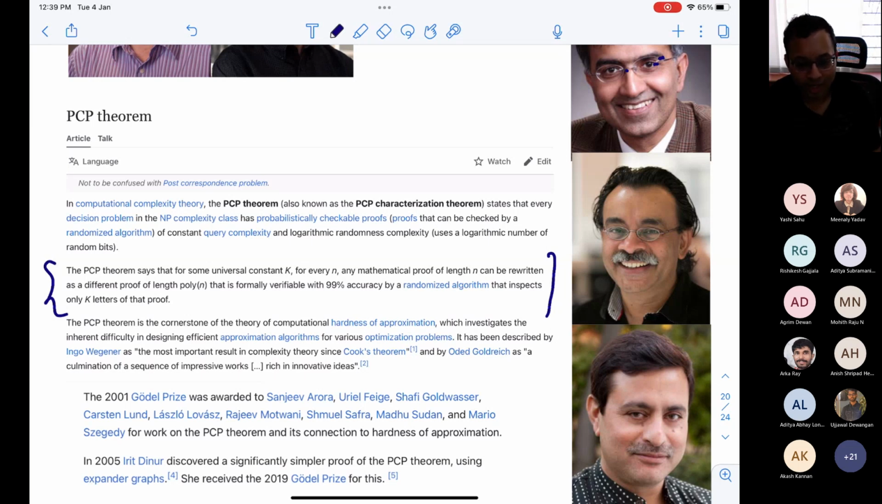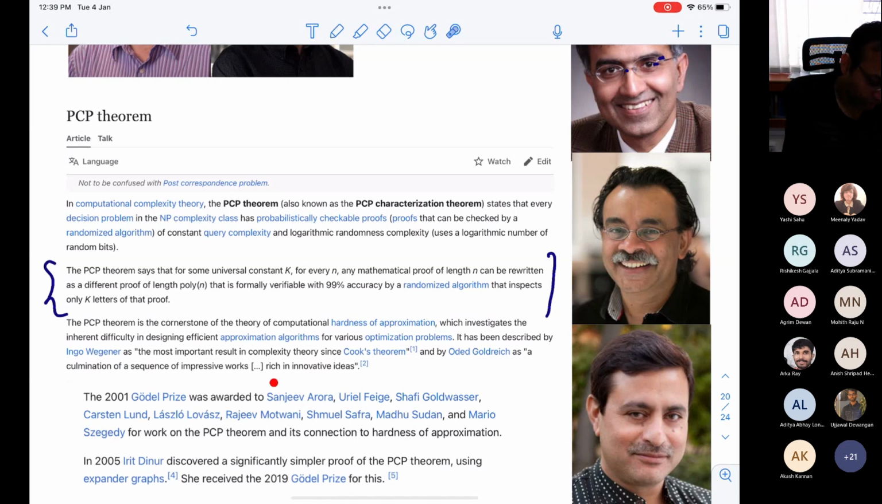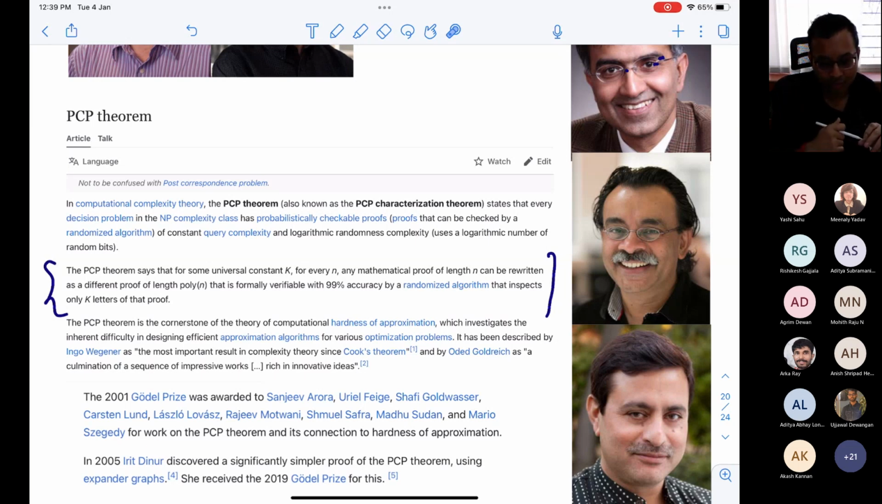The Gödel Prize, for example, which is one of the top prizes in theoretical computer science and discrete math, was awarded to Sanjeev Arora, Madhu Sudan, Rajeev Motwani, and others for this PCP theorem and its connection to hardness of approximation. People devised this theorem and showed that using it you can show hardness of approximation for many of these problems. Again, the original proof was very long, more than 100 pages. And Irit Dinur found a somewhat simplified proof of the PCP theorem, and she again got the Gödel Prize for that. But even that is quite complicated.